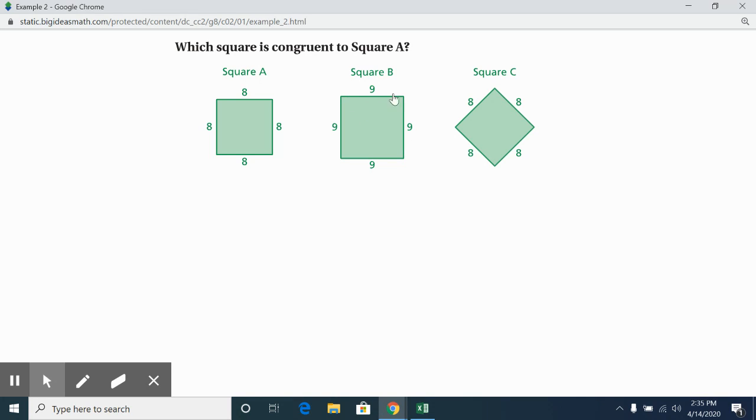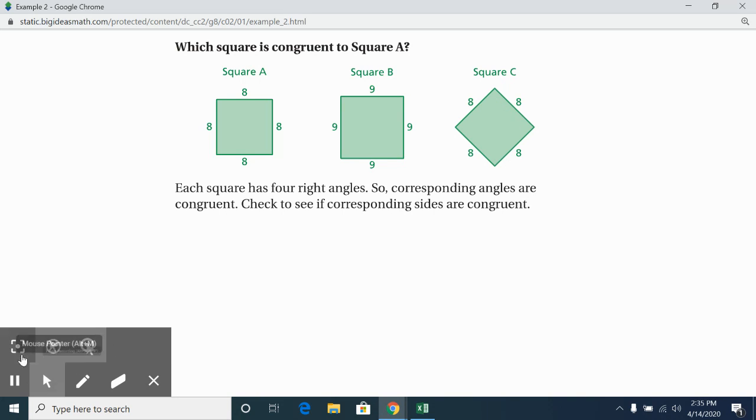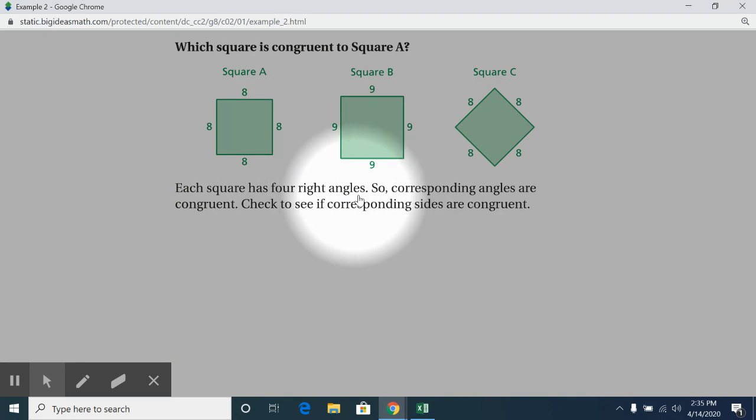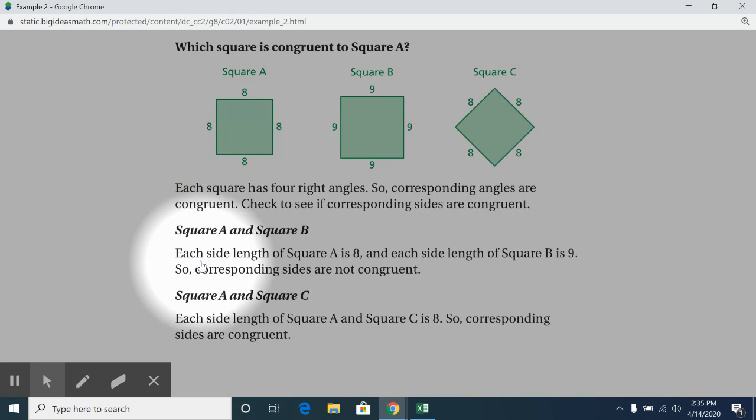Well, guys, square B, all of its sides are 9 units long, and square A's sides are 8 units long. So square B is not congruent because it doesn't have the same lengths. Square C, it's kind of turned, but it still has the same angles and the same sides because it's a square. So they have right angles. That's what it says here. Each square has 4 right angles, so corresponding angles are congruent. We just have to see which two squares have the same sides. Then it goes through how square A and square B do not have the same side lengths, and square A and square C do. So square A and square C are the ones that are congruent.